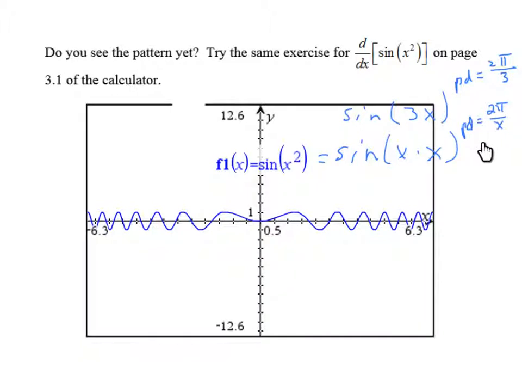As x gets bigger, our period continues to get smaller. So at no one time is our period constant. It is always getting just a little smaller and smaller, so the cycles keep getting tighter and tighter. And that's why the graph looks the way it does.